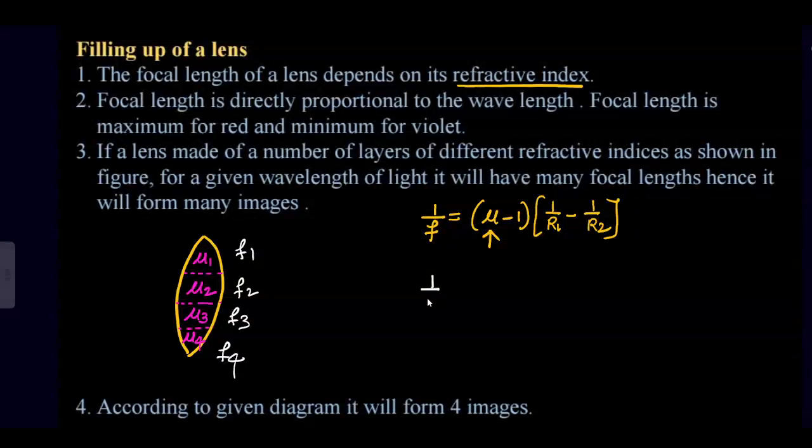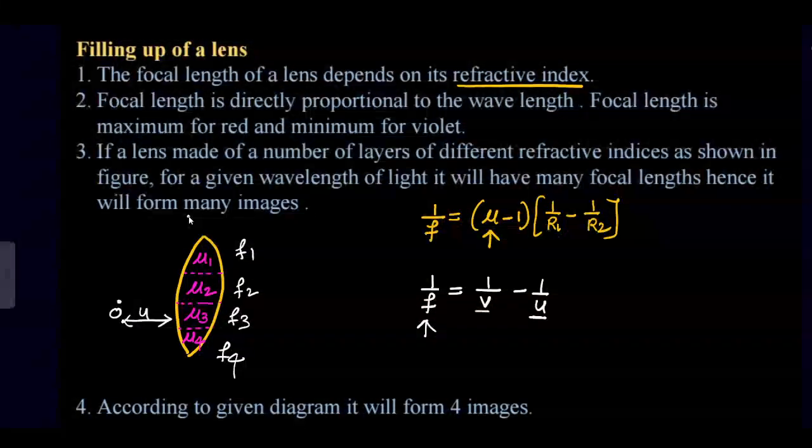And we know the lens formula, 1 by f is equal to 1 by v minus 1 by u. Here the object distance is the same for each case, but the focal length is different now. If the focal length is different, then obviously the image distance also changes. Then as a result, what happens now? It can form many images.